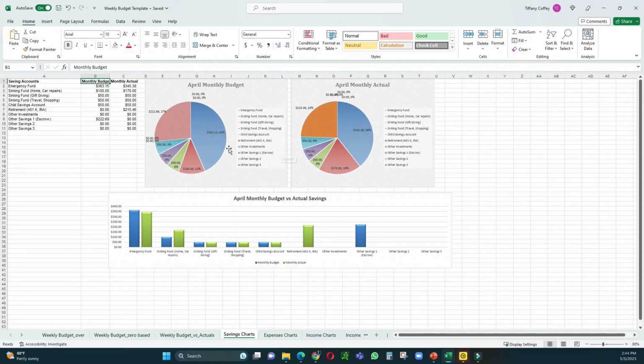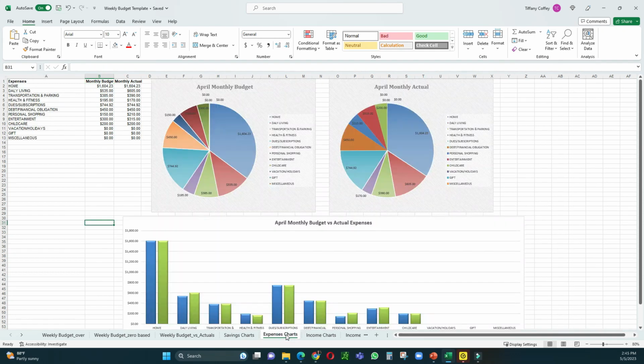But as you can see, if you look at your emergency fund for the month of April, you budgeted to save $363.15. Okay, it shows you that's 43% of your budget, and you actually saved $345.38. Very close to what you wanted to save, but not quite. So this gives you a nice monthly view of what you wanted to do versus what you actually did. And this is just another way to look at the chart as a bar chart in case you don't like pie charts.